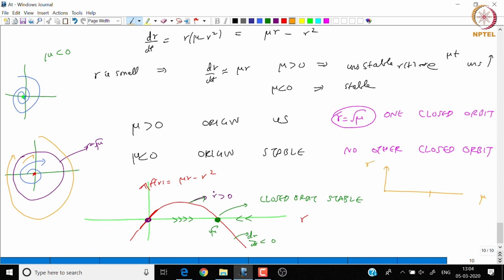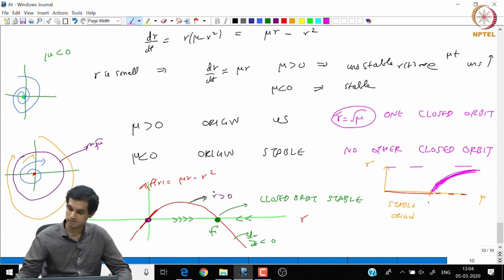So, when we plot mu versus r, initially we have only a stable origin. After mu becomes positive, the stable origin becomes unstable and gives rise to a limit cycle, or a closed orbit, at r equal to root mu, because a square root function will look like this, right. So after mu is positive, we have a stable limit cycle. This is nothing but the signature of a Hopf bifurcation in 2-dimensional systems.